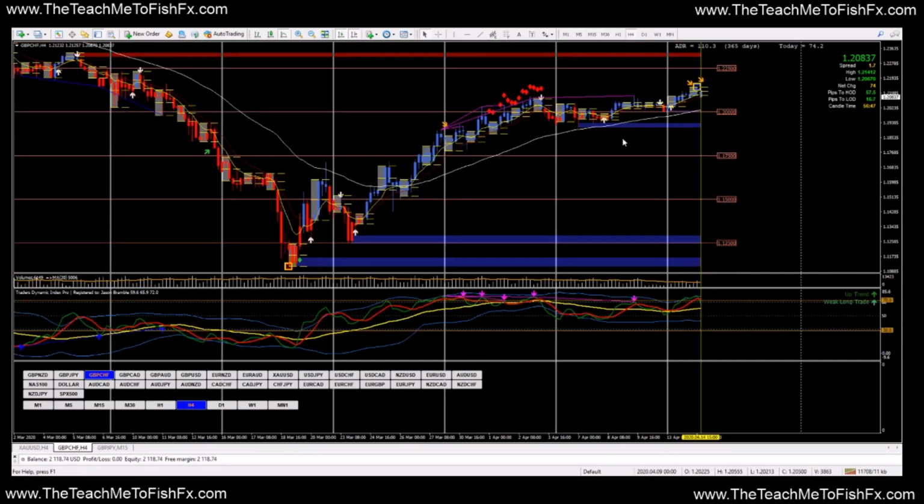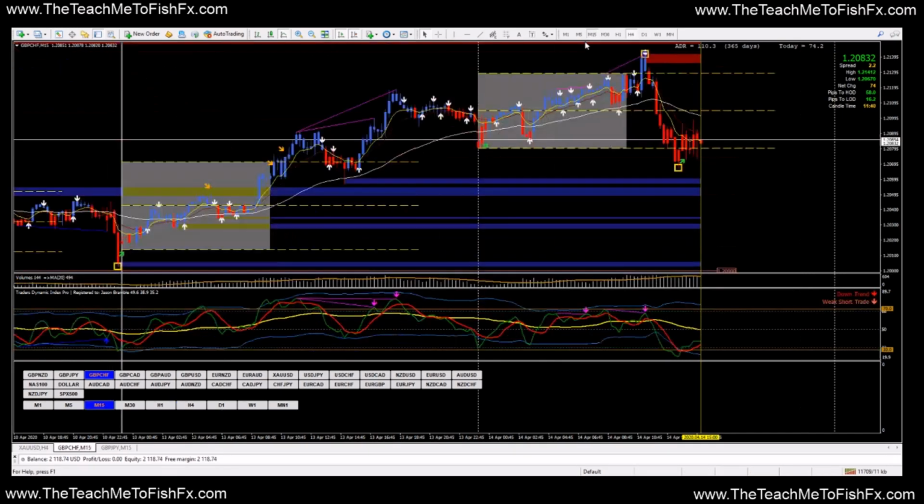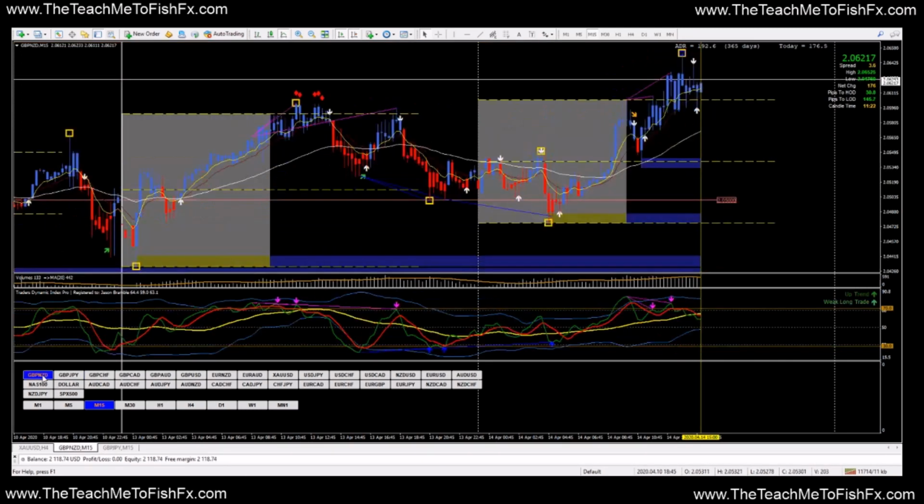Now this trading system goes a little bit more in depth than that. However, that is our scalping method. That is the scalping method that I teach. And again, I put together this trading system to make it easy to spot.